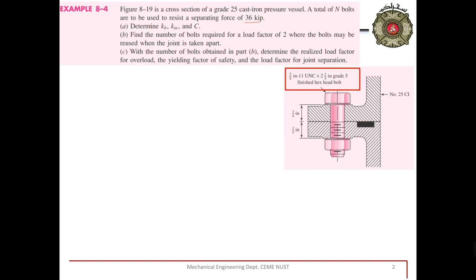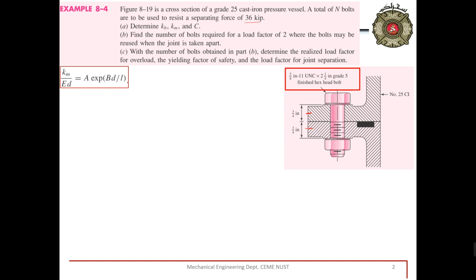They have asked us to calculate kb, km, and C. So we will not go into detail of the other terms. For now, we will just be concerned with kb, km, and C. C is the ratio of kb and km. So starting with the calculation of the first term, which is km. In this problem, luckily, as the pressure vessel is made of cast iron, both this upper material and this lower material are made of the same material. So we can just use this equation.